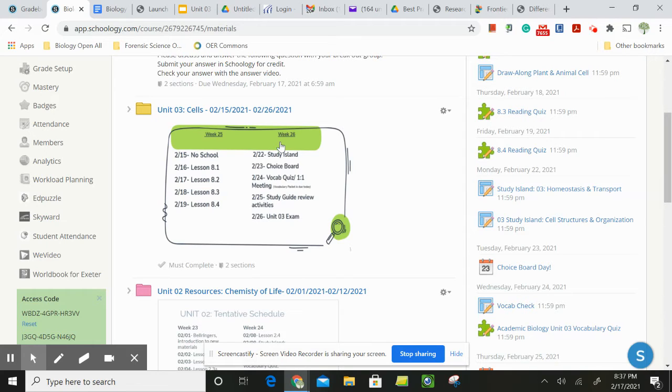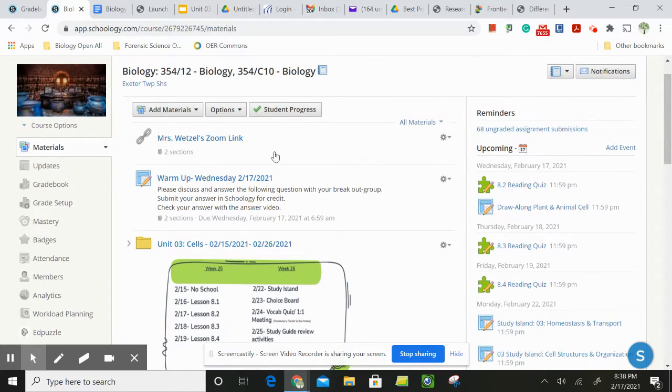You've got some study islands coming down the pike. You've got your vocabulary packet and your vocabulary quiz due, and you'll have your exam next Friday. So you do have a lot of high point value assignments coming up next week. It would be in your interest to get started on those. So don't forget about all of the big stuff that's coming due next week.